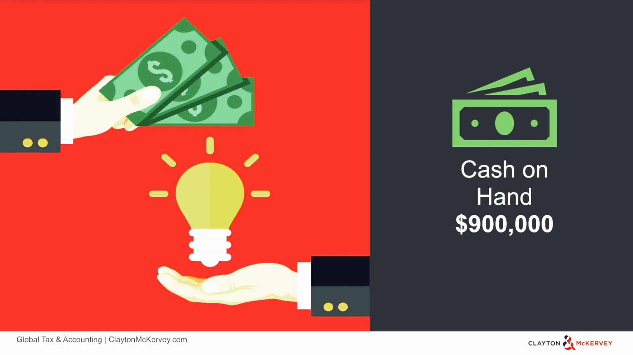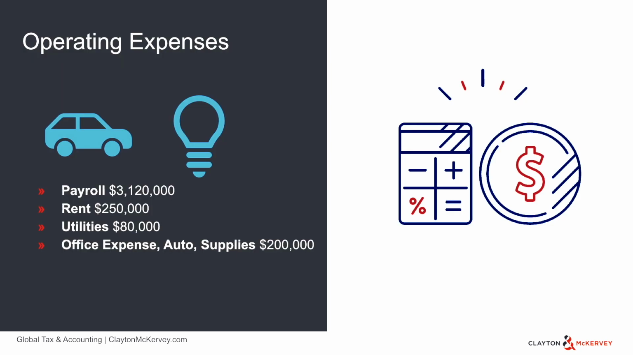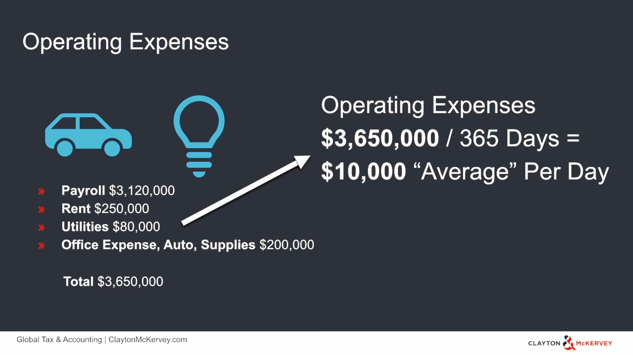To get started, let's look at an example. Today, our custom machine builder is sitting on a cash balance of $900,000. And our machine builder has annual expenses of payroll, rent, utilities, office supplies, auto, etc. that total $3.65 million. So with the $3.65 million in total operating expenses, our average daily cash outflow would average about $10,000.